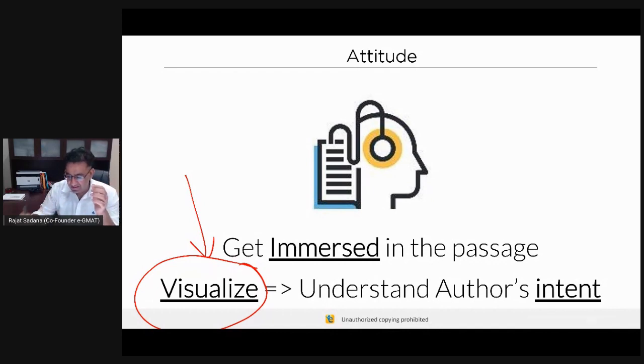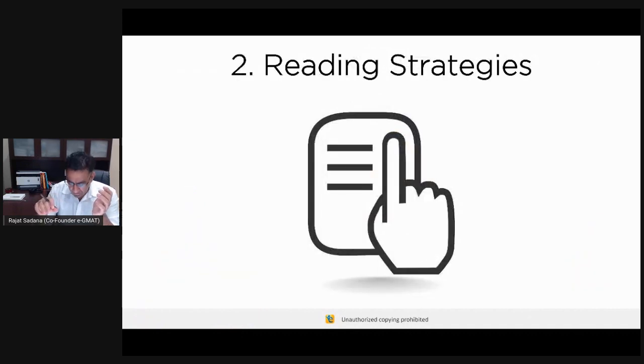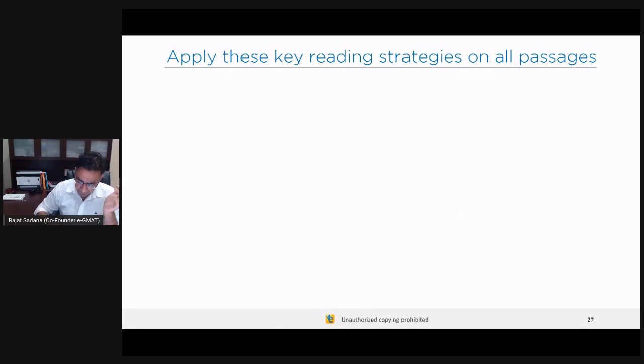So when you visualize, what's really important is you've got to understand why the author has written that statement. In critical reasoning or in reading comprehension, every sentence, every word that's there serves a certain purpose. You've got to understand that purpose. If you understand that purpose, you're going to find selecting the correct answer becomes a lot easier. Okay. Now, with that, let's understand the 3 reading strategies that we will focus on.